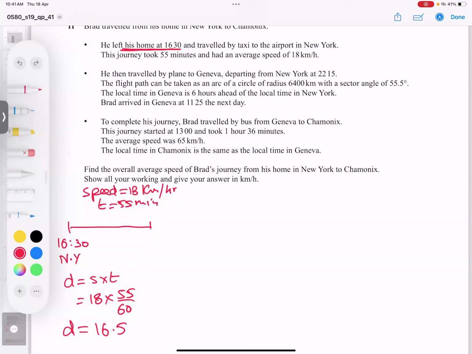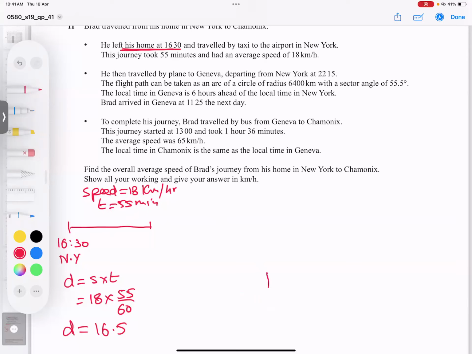Alhamdulillah. Second paragraph: he then traveled by plane to Geneva, departing from New York at 22:15. So first of all, I need to find this time. How to find it? By adding this time and this time. Now, how to add 16:30? 30 minutes means 0.5. If you don't know, 30 by 60, if I add, it becomes 16.5. Or I can do it another way.